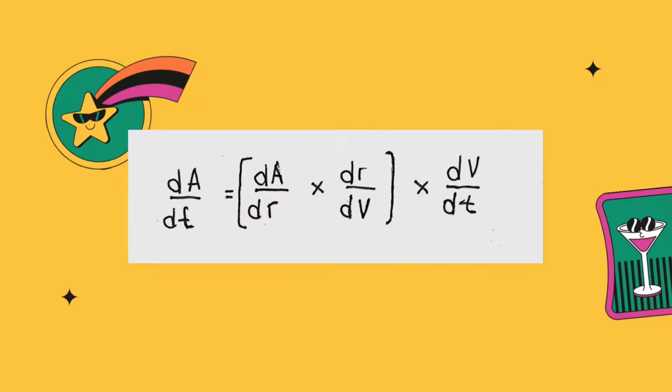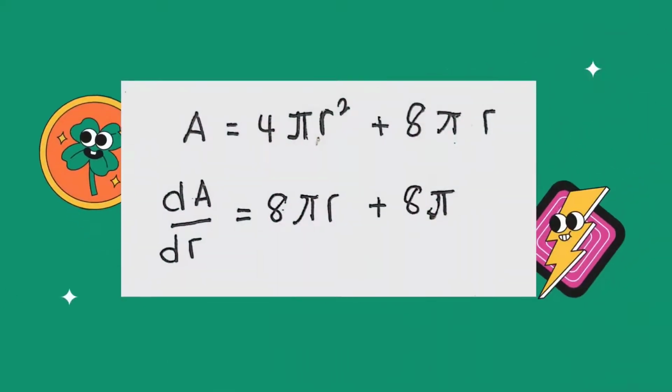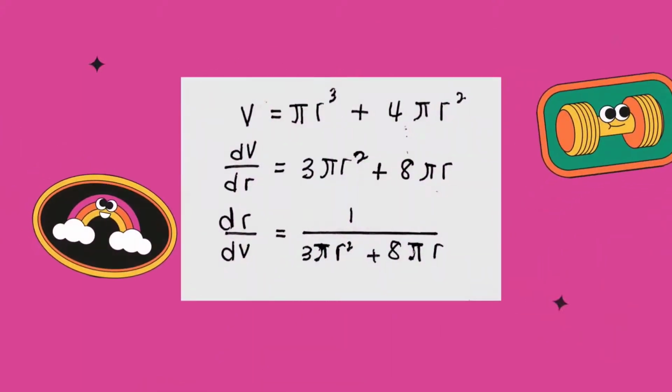This is what I mean by separating dA/dV. Area is equal to 4 pi r squared plus 8 pi r. To find dA/dr, we have to differentiate the area, so dA/dr equals 8 pi r plus 8 pi. Volume is equal to pi r cubed plus 4 pi r squared. To find dV/dr, we have to differentiate the volume, so dr/dV is equal to 1 over 3 pi r squared plus 8 pi r.